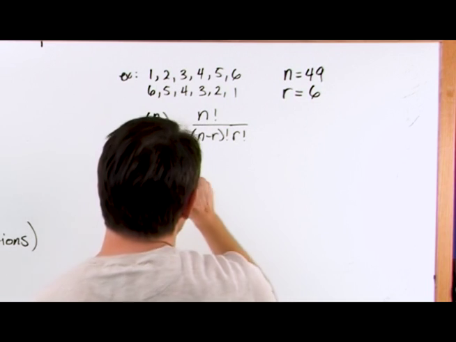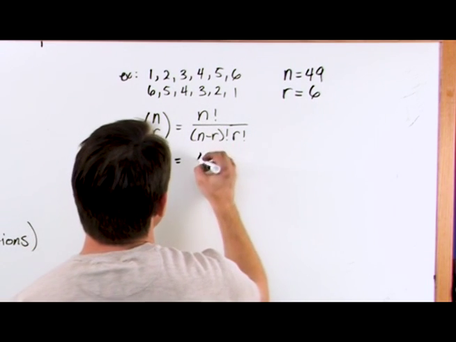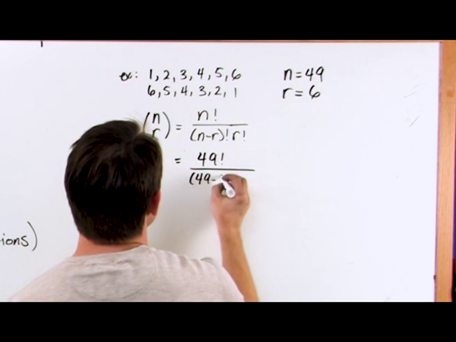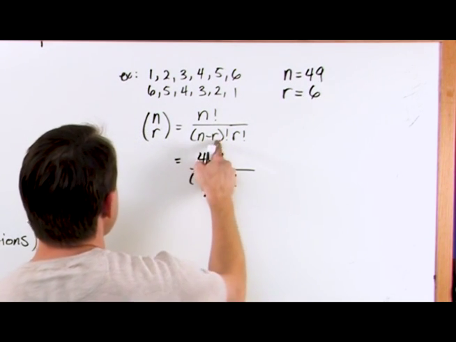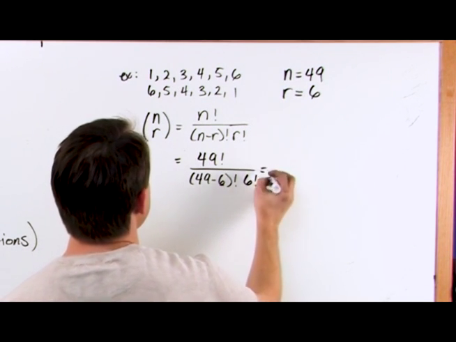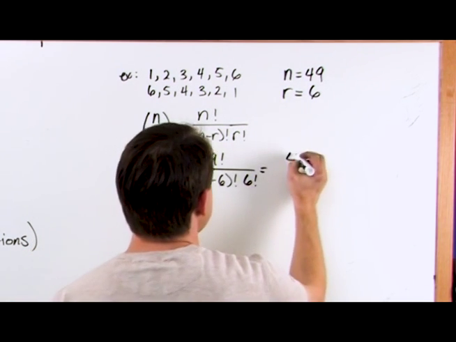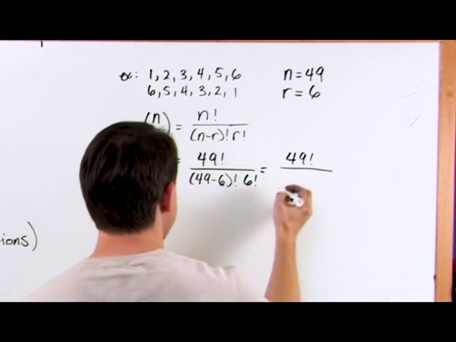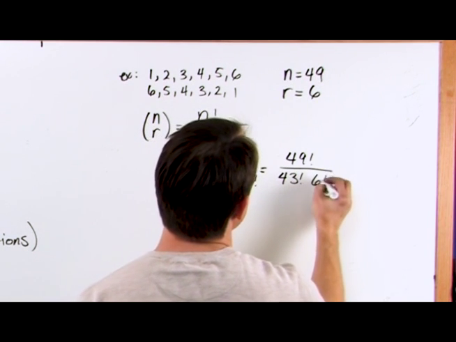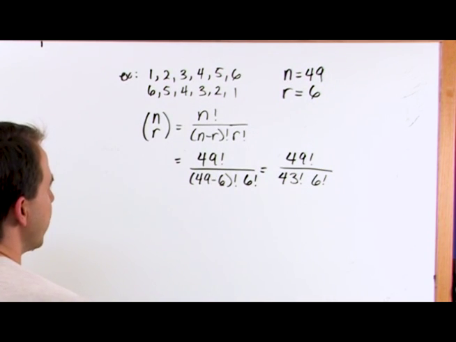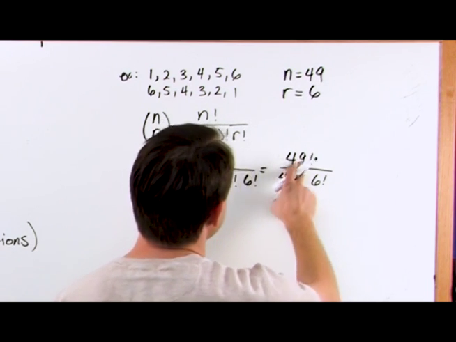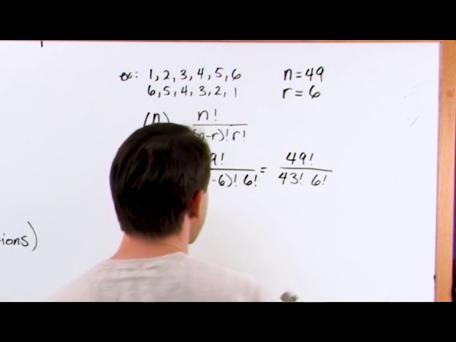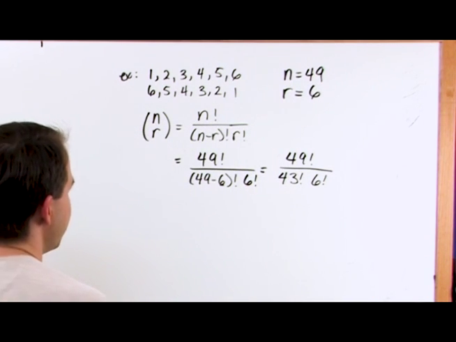All right, so let's plug it in and see what we get. n is 49 factorial. On the bottom, you'll have 49 minus 6 factorial times 6 factorial. What's 49 minus 6? It's 43. So the bottom is 43 factorial times 6 factorial. Now, you should know or think that these factorial numbers are going to be huge. If you put 49 factorial in your calculator, that's 49 times 48 times 47 all the way down to 1. It's going to be a very, very big number.